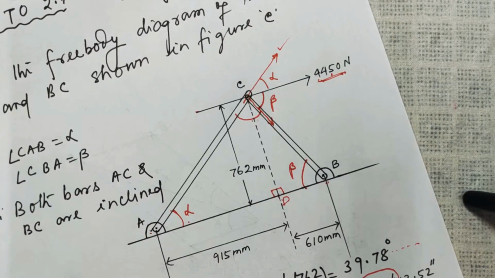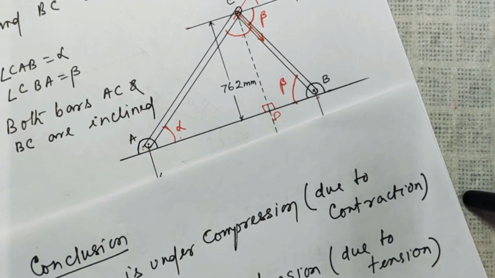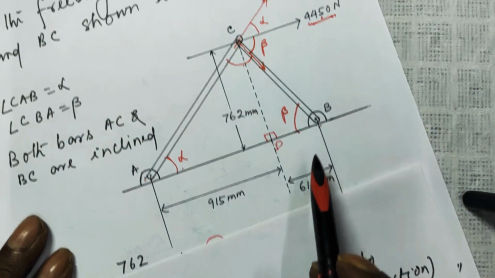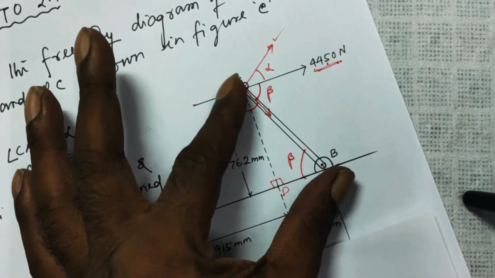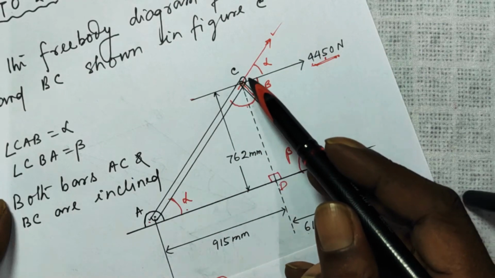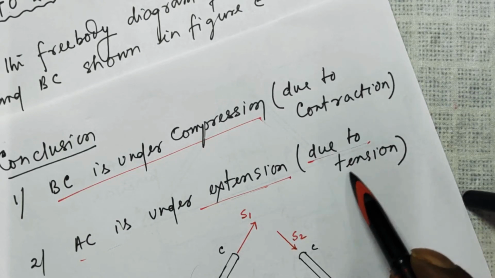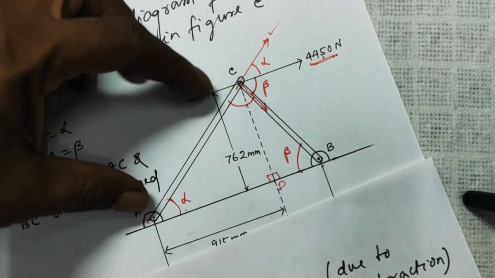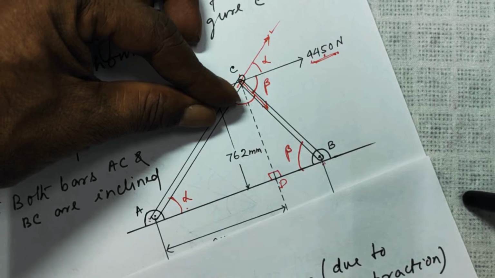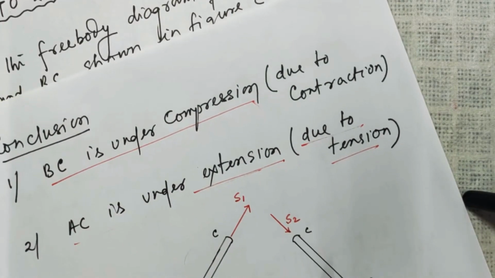That is what is to be understood. Then it is easy. So the conclusion is, the bar BC is under a compression due to this component of this force, and the bar AC is under an extension due to tension. The bar AC, due to this component, is trying to extend. So that is to be understood first.